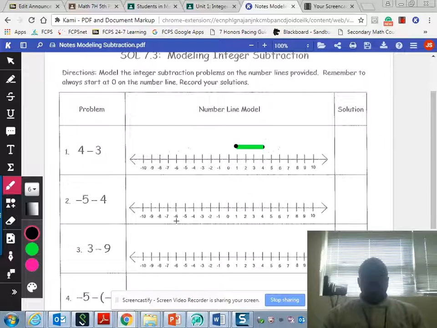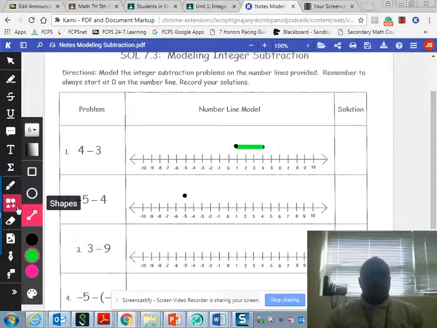First, it says negative 5 minus 4. Just like we did on the other one, we want to start at negative 5, so I'm going to put a dot there at negative 5. It says subtract 4. Remember, when we are subtracting, we're moving to the left. So 1, 2, 3, 4, and we end up at negative 9.